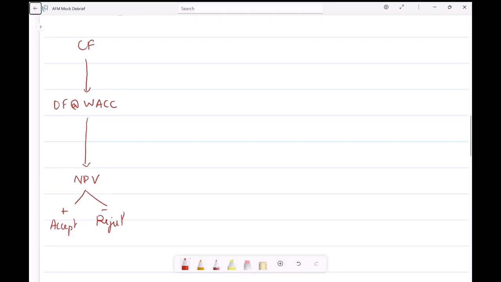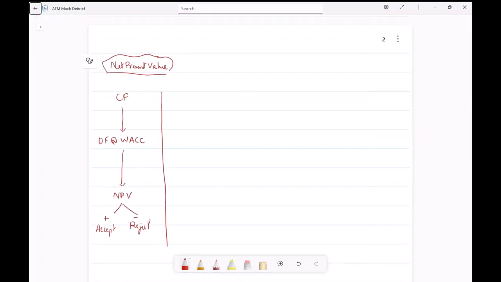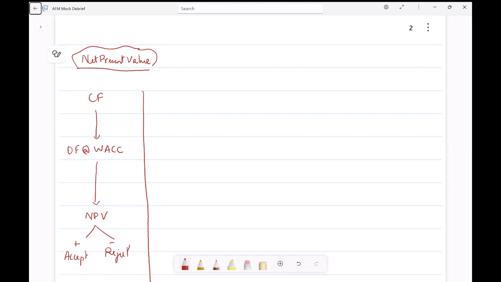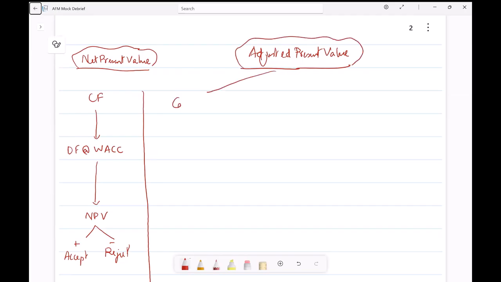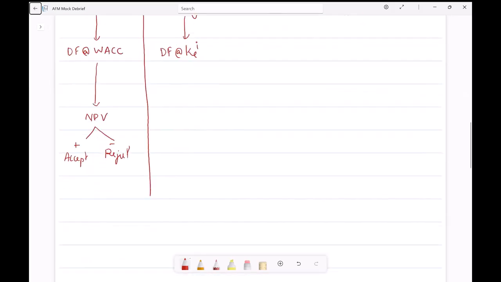Whereas, as far as APV is concerned, the adjusted present value has got two parts. One, the normal cash flows, and the other one, the financing effect. Here, the normal cash flows are discounted not with WACC. It is discounted with something called Keu, the cost of ungeared equity.